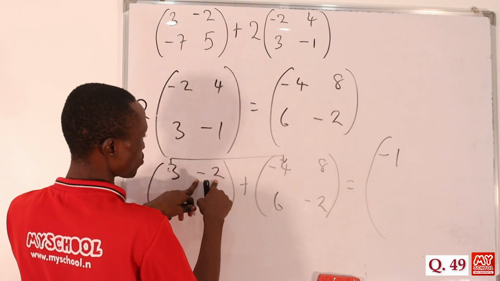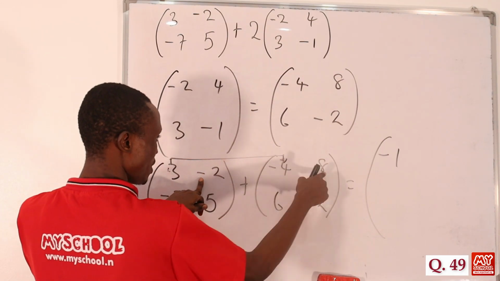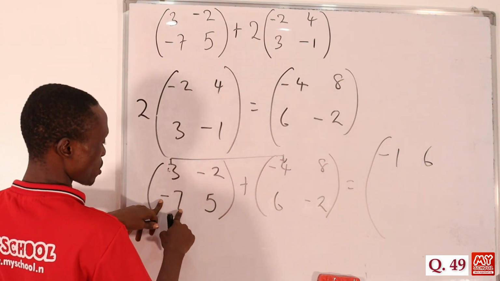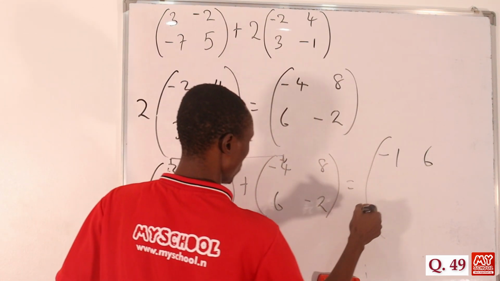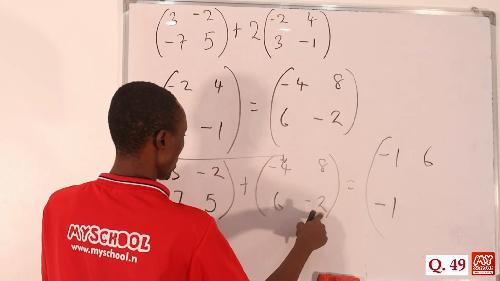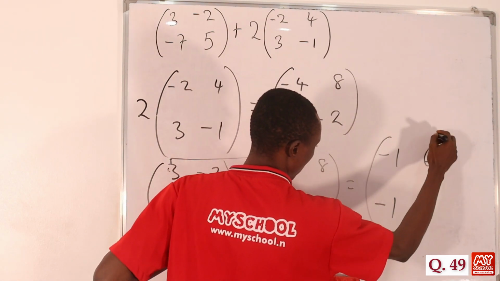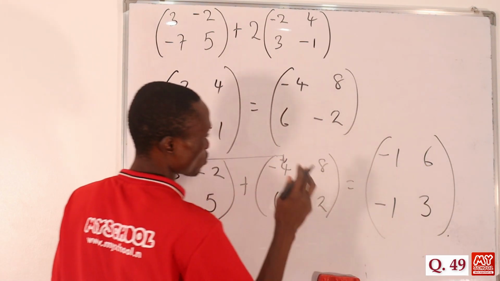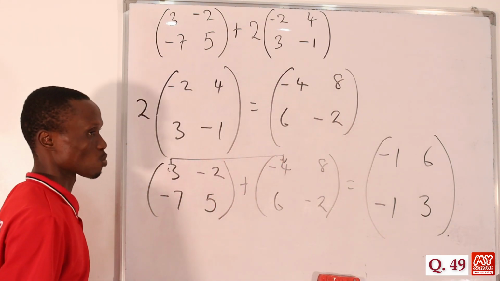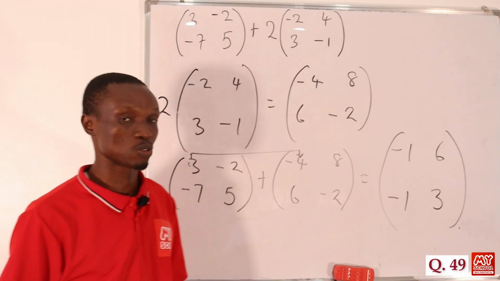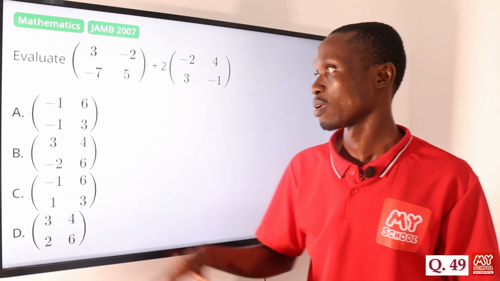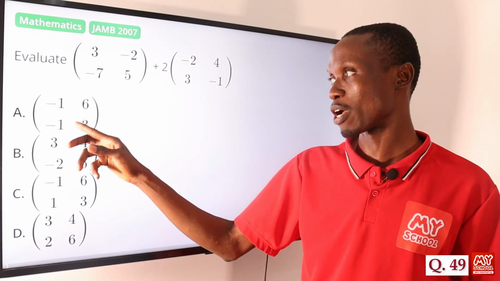So let's do the same thing to the rest. Minus 2 plus 8 will be equal to 6. Then here minus 7 plus 6 will be equal to minus 1, and here 5 plus minus 2 will be equal to 3. Okay, so the answer to this question is minus 1, 6, minus 1, and 3. Let's move over to the screen to pick the correct answer, and that is option A. Minus 1 and 6, then minus 1 and 3.